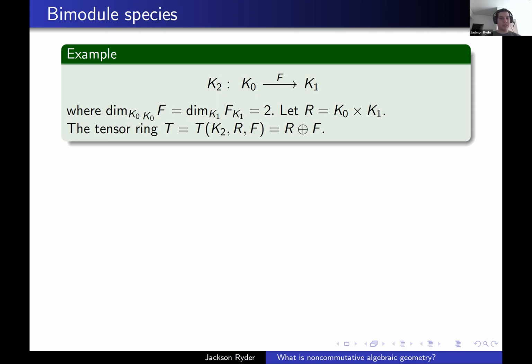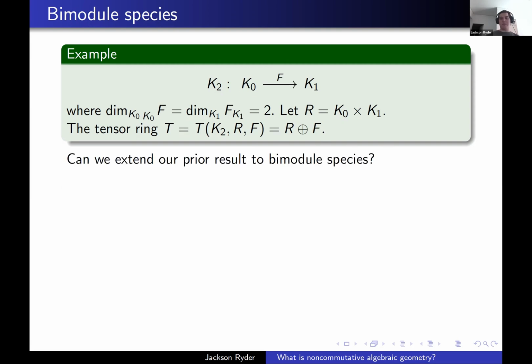And this tensor ring, so this is our generalization of a path algebra. It's called a tensor ring. And it's just going to be the same. You look at the tensor algebra of the bimodule over this ring. So in our case, it's just K0 times K1 direct sum F. Okay. So this more general assignment of division rings to the vertices and bimodules to the edges, we call a bimodule species.